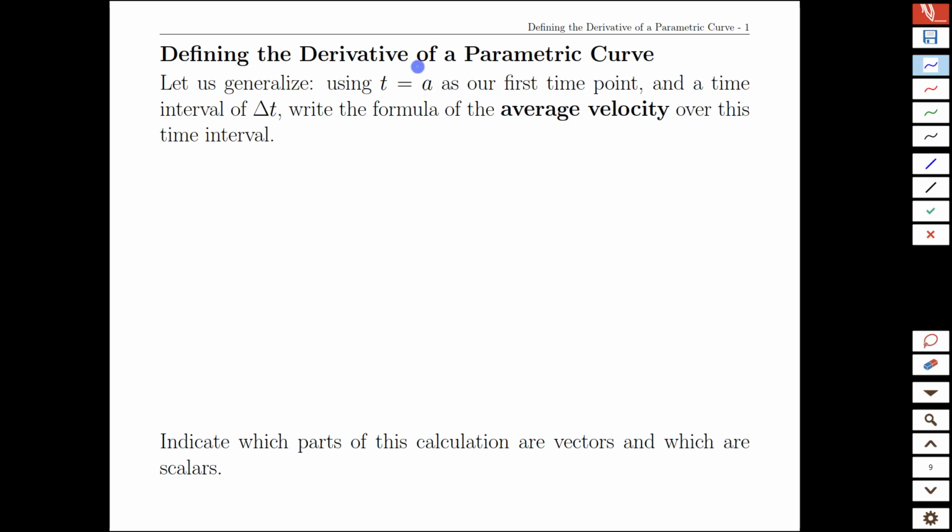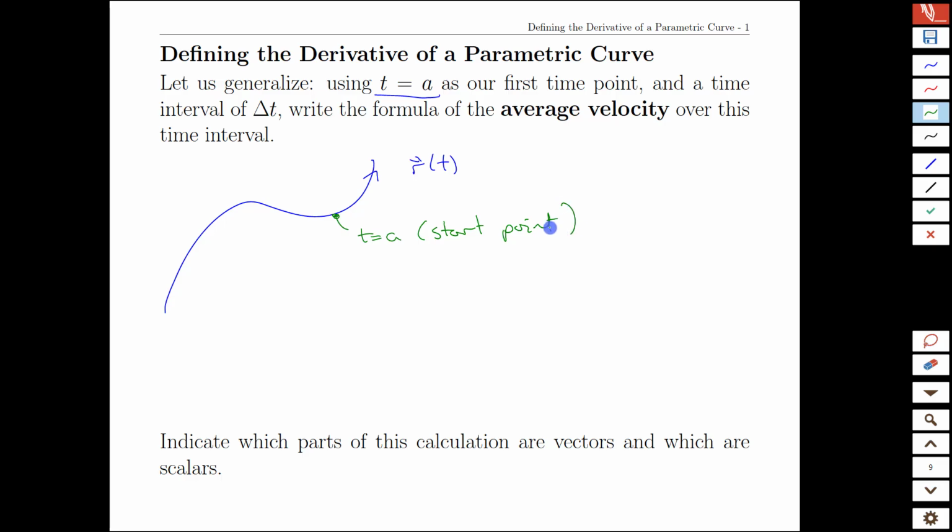In this video, we're going to take the final step and actually define the derivative, which is going to mean the velocity, for a parametric curve or a vector valued function. We're going to start at a generic point A on a curve. So imagine a trajectory defined by r of t. We're going to fix a point of time, t equals a, and that'll be our start point.